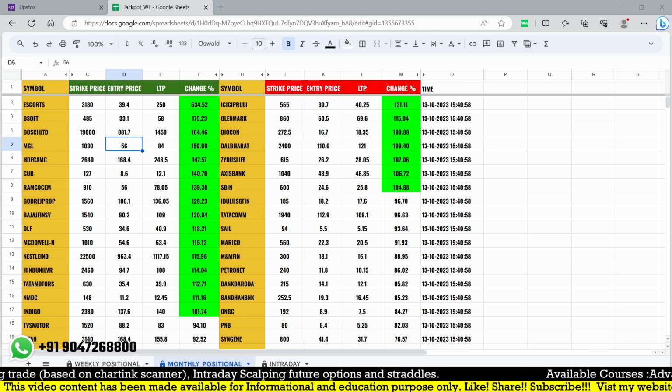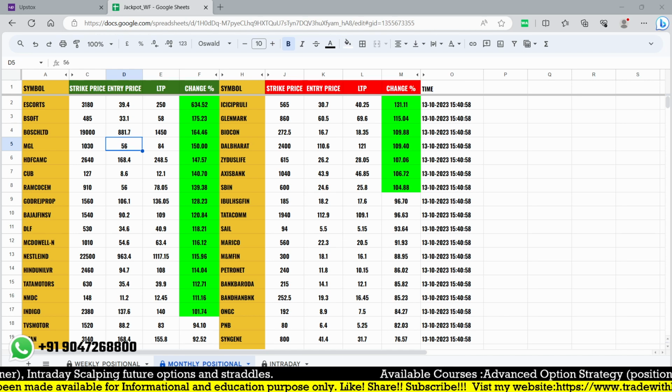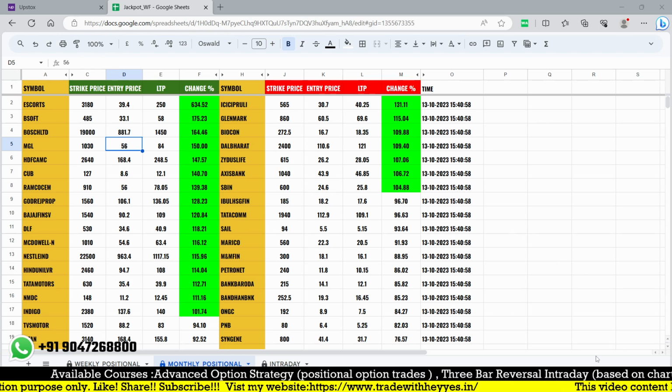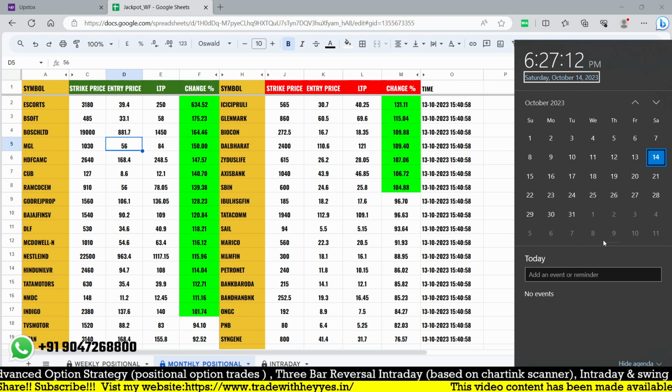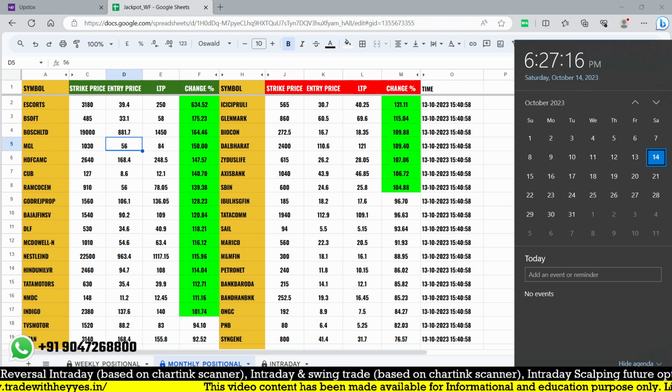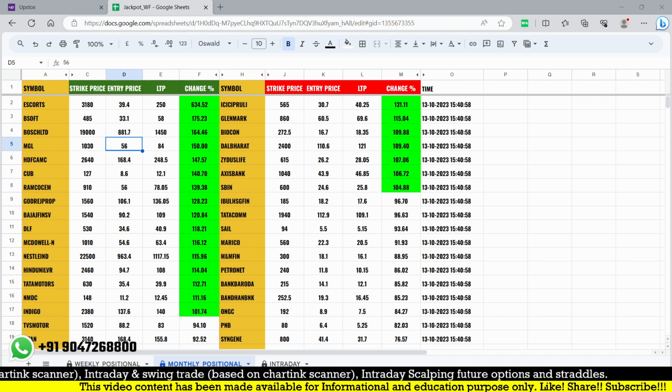Okay, so let me go update this particular sheet for the next week. This update is for the 16th to the 20th. From the 16th to the 20th we are going to use this data.